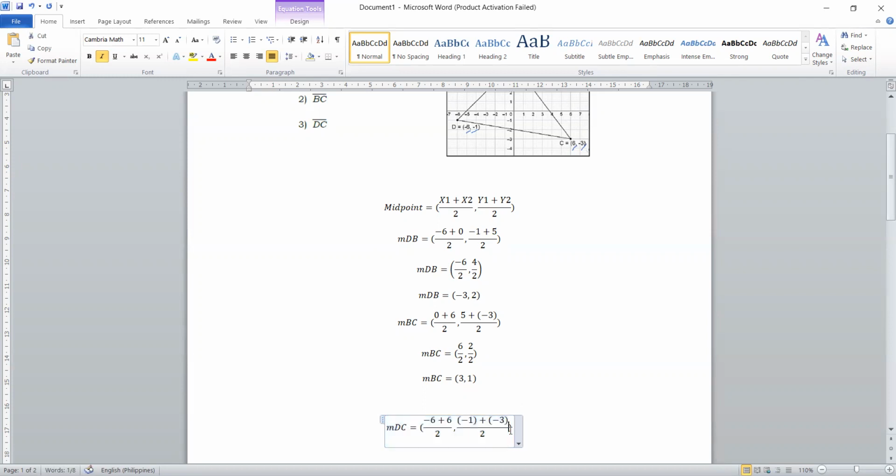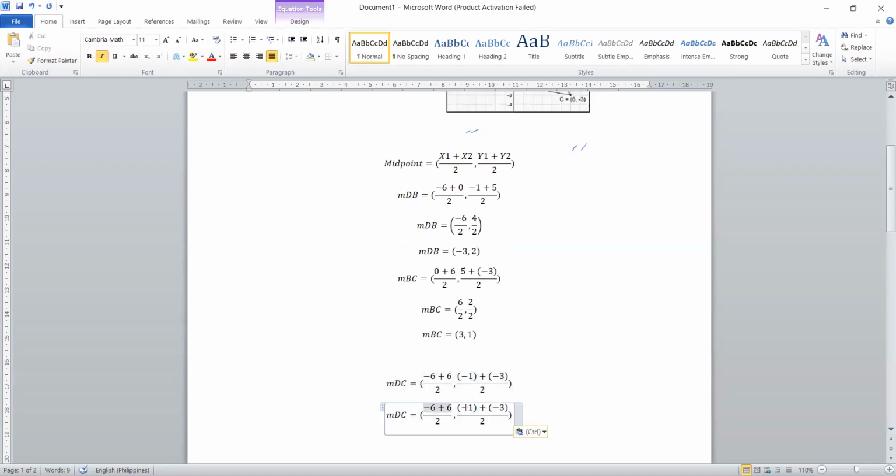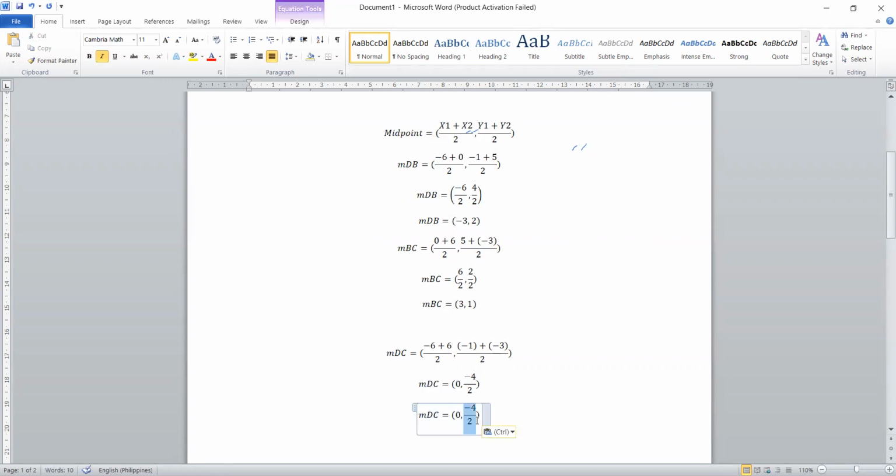Simplifying this further, you'll have here -6 plus 6 is like 6 minus 6. So that's 0 divided by 2 is of course 0. So let's write 0 there. For this one, it's -1 plus -3. It's like -1 minus 3. So that's -4. Simplifying this further, you'll have here 0. -4 divided by 2 is -2.